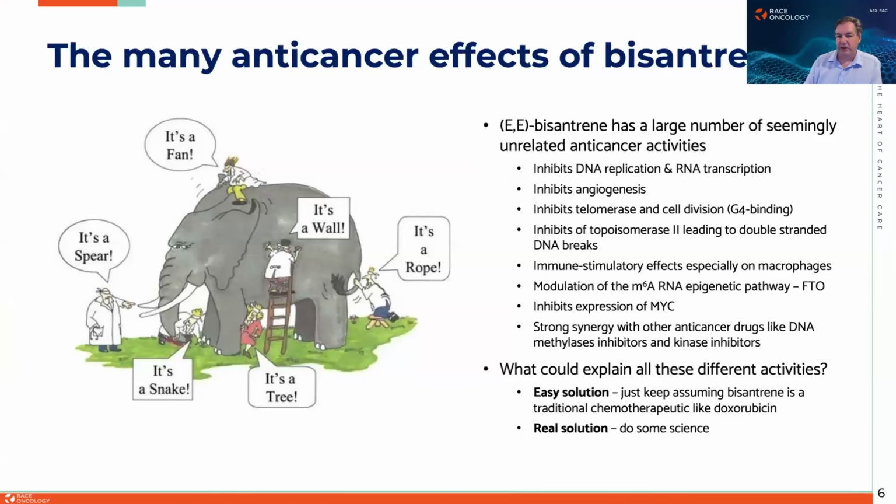And the reason why it took so long is that the more we investigated Bisantrene, and looked at the literature from the past, the more things we found. And it really was like the blind people looking at an elephant. Depending on which part you looked at, it looked completely different. It does all these different things: inhibits DNA replication and RNA transcription, inhibits angiogenesis, which is the forming of new blood vessels, which is really important for cancer, inhibits telomerase and cell division, inhibits TOP2, leading to double-strand breaks.